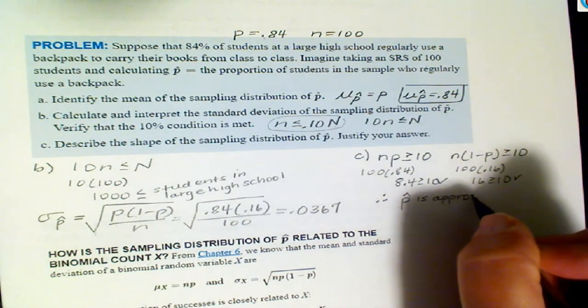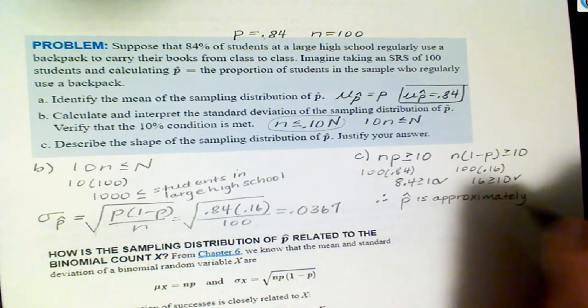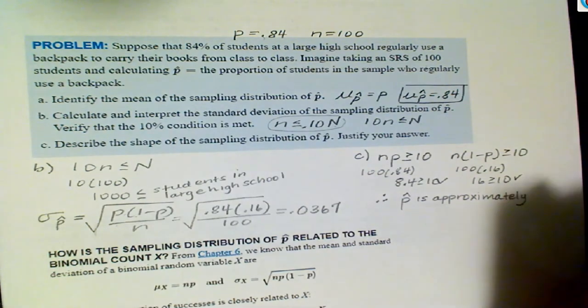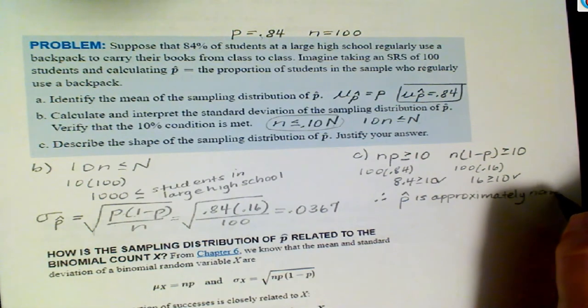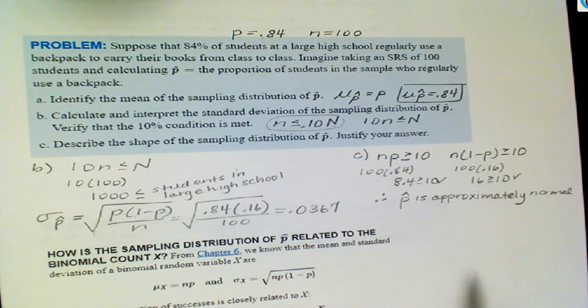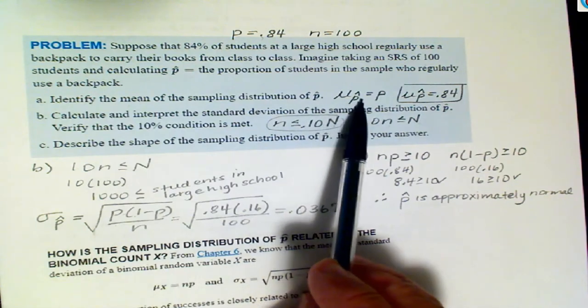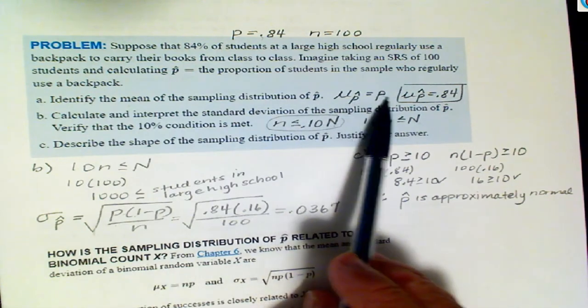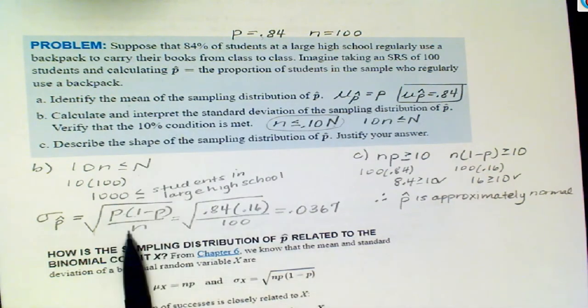So this sampling distribution, the sample proportion is what we're going to call it, is approximately normal. In your homework, you're going to start like this, then you're also going to find some probabilities. The mean of p hat is always equal to p. So that's easy enough. You want to check the 10% condition before you find your standard deviation.